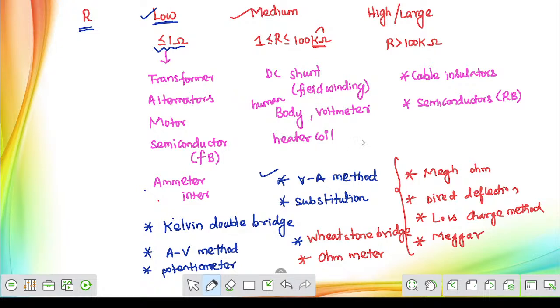Okay. Now we have completed how to measure the value of resistance, what devices we are using, and what the ranges are. Everything is done for resistance. Now let us keep our attention on the next measurement, that is inductance and capacitance measurement. So let us go to the next one.